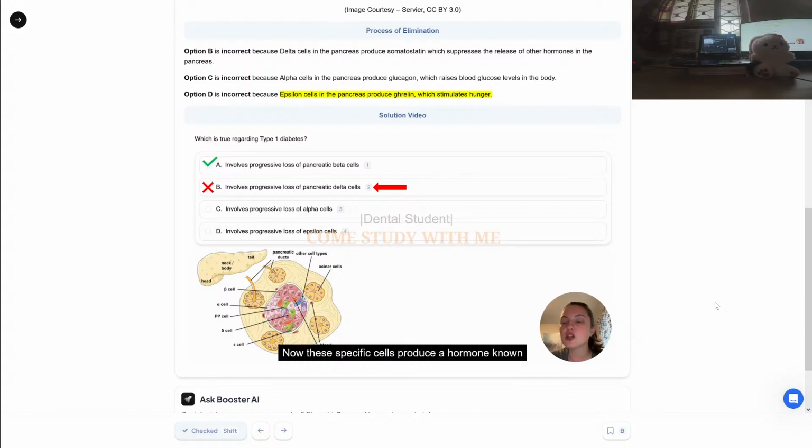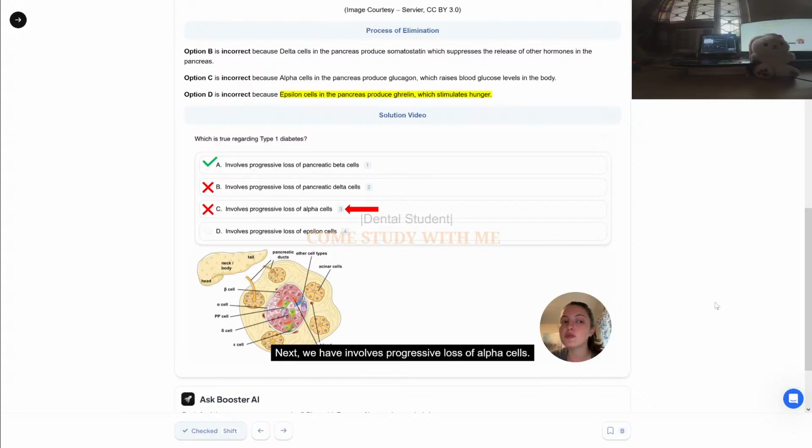Now, these specific cells produce a hormone known as somatostatin, which serves to inhibit the release of both insulin and glucagon. This hormone helps regulate the balance between insulin and glucagon secretion, and it also inhibits the secretion of growth hormone and the release of digestive enzymes from the exocrine cells of the pancreas we touched on earlier. If these cells are progressively lost, there will be negative effects on the regulation of insulin, glucagon, growth hormone, and digestive enzymes, but it will not cause type 1 diabetes, making this answer choice incorrect.